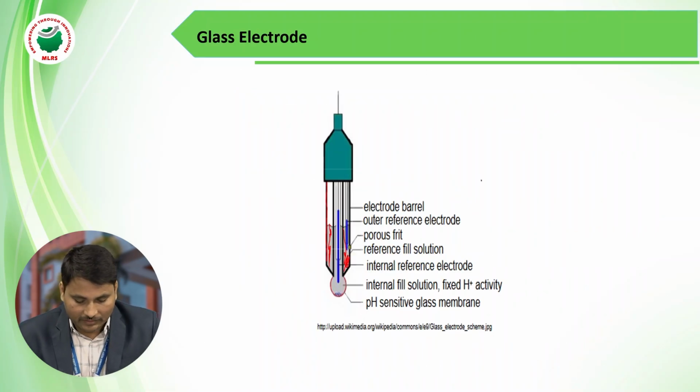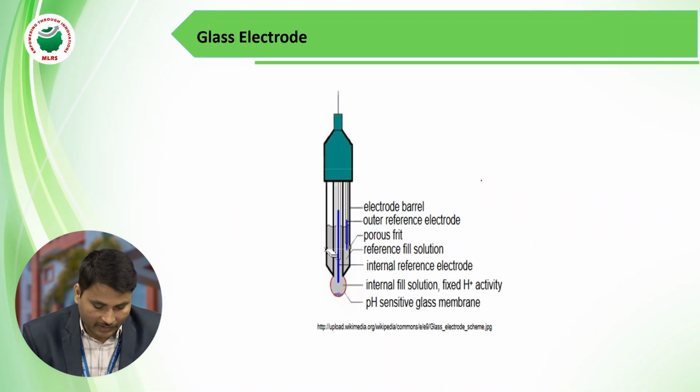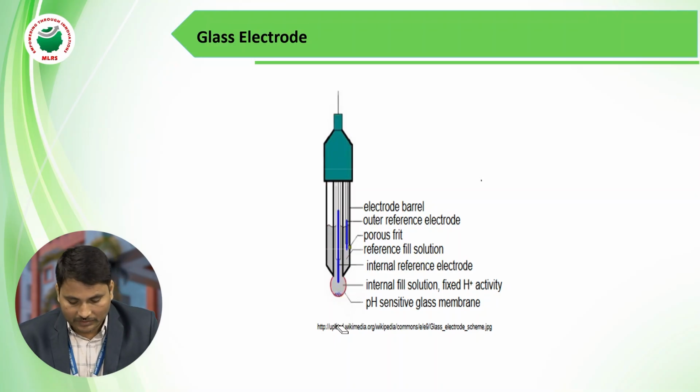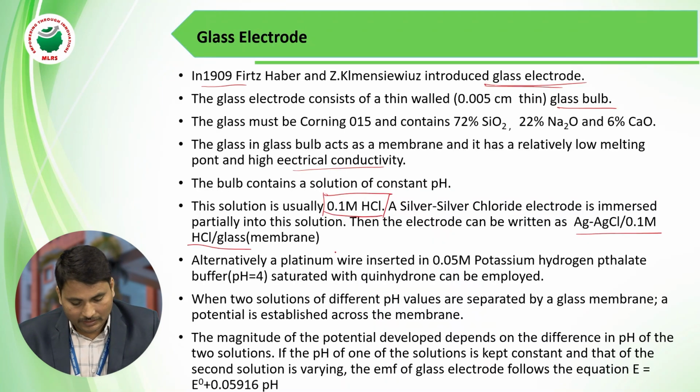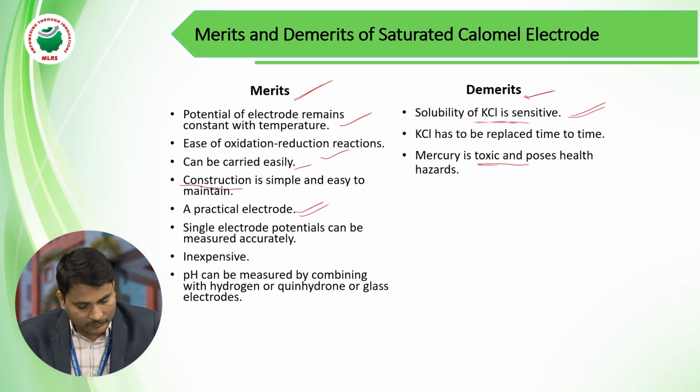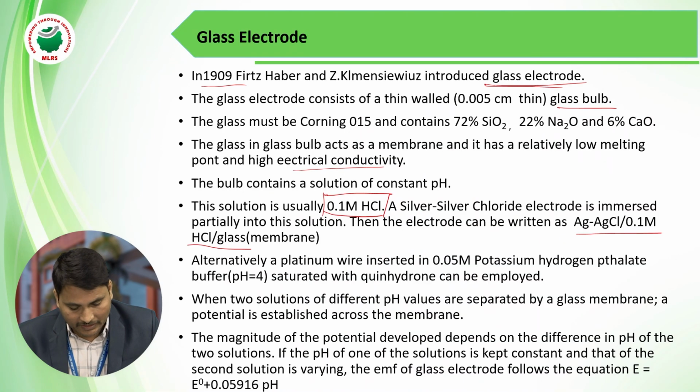Here the electrode is immersed in the middle of this solution, which I think you can see in the diagram. Alternatively, a platinum wire is inserted in 0.05 molarity potassium hydrogen phthalate buffer to maintain the buffer condition.